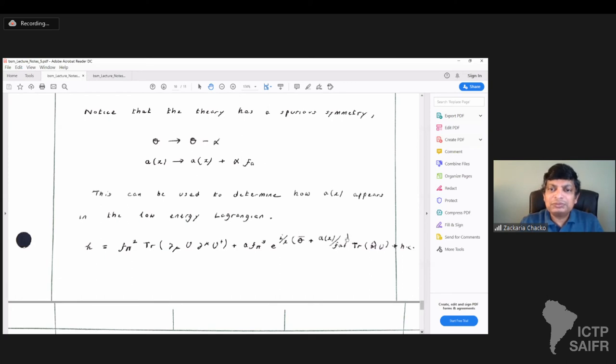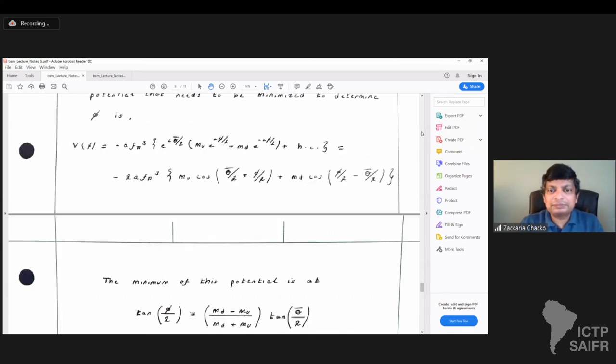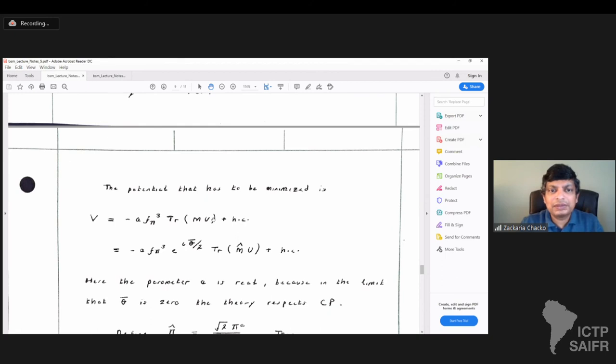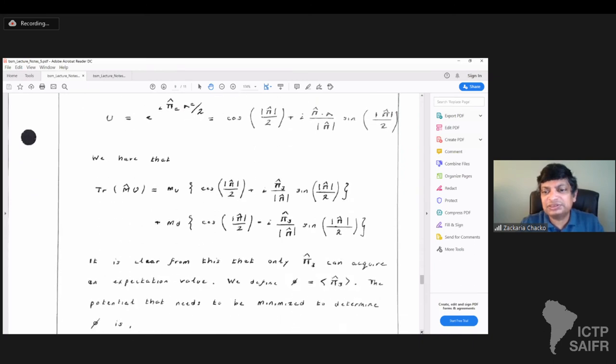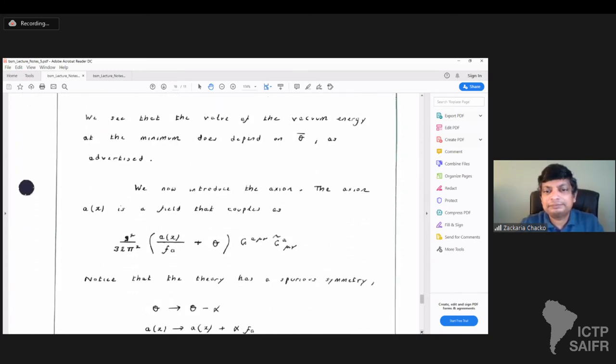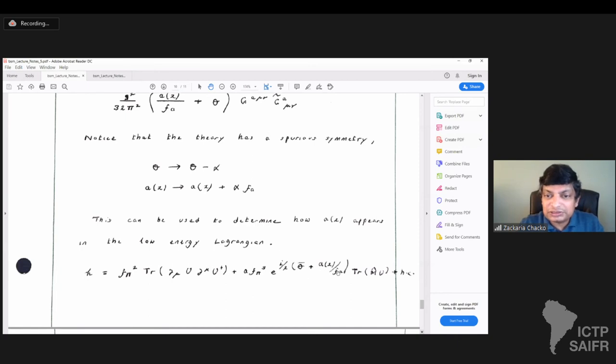So previously we saw that theta bar appeared here, but now there's an axion, and there's a spurious symmetry that connects theta bar and the axion. And so only the combinations which are invariant under that spurious symmetry can appear in the Lagrangian. This is the combination which is invariant under the spurious symmetry, and so that's the combination that enters the low energy effective Lagrangian for the ions.